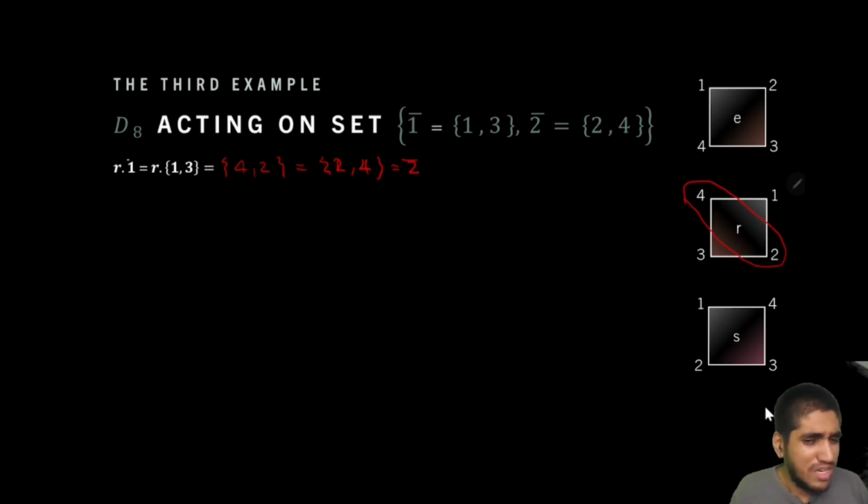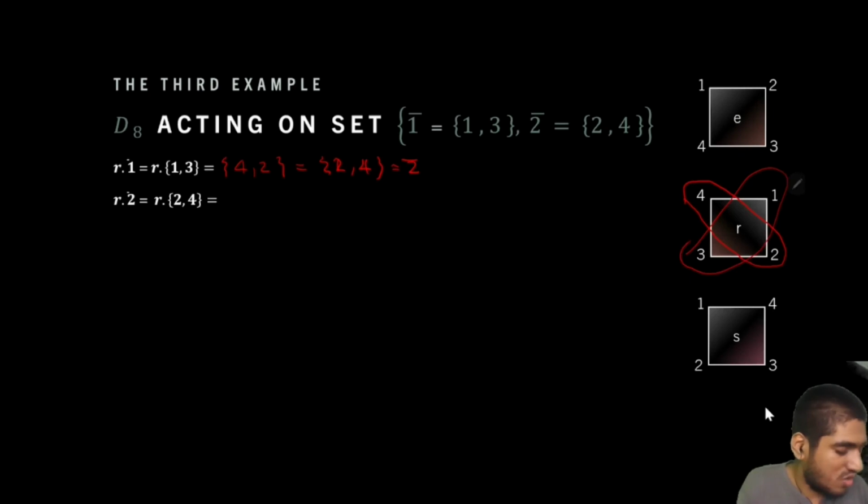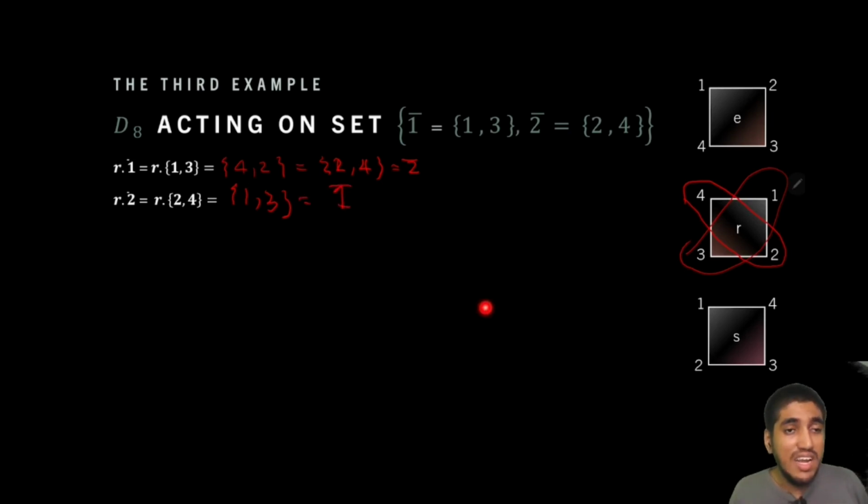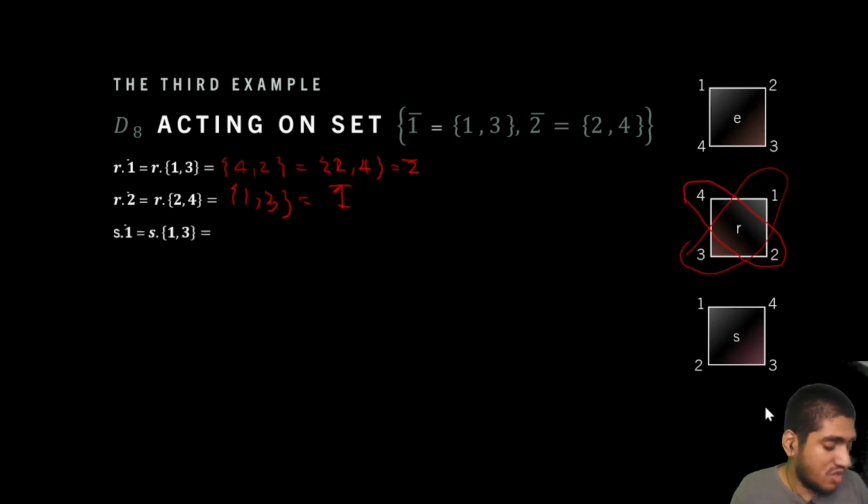Then I'll give you a moment to guess. What's r dot 2 comma 4? You guessed it right. 1 comma 3, which is nothing but 1 bar. Take a look at s. S dot 1 comma 3 is equal to, same, that is 1 bar itself.